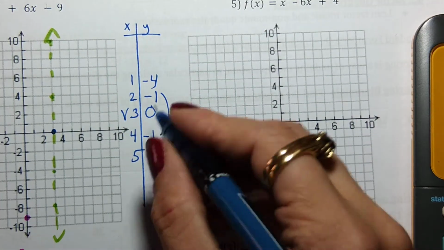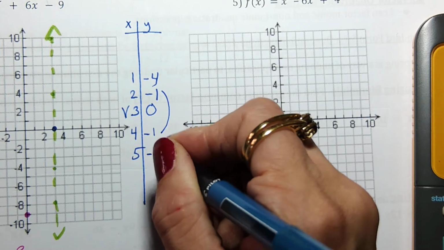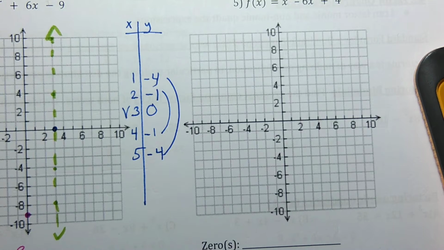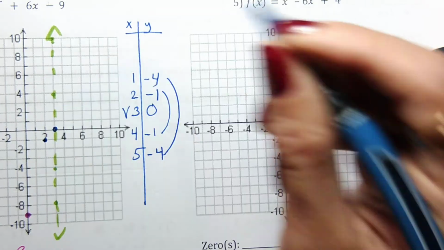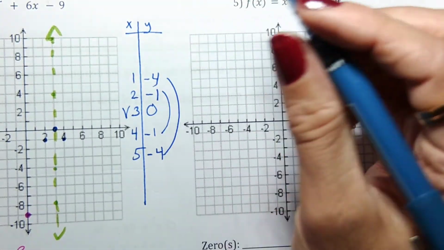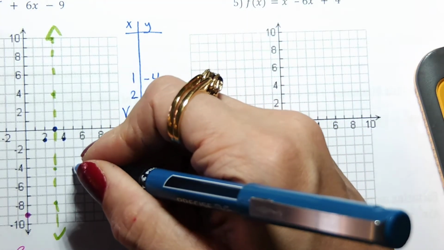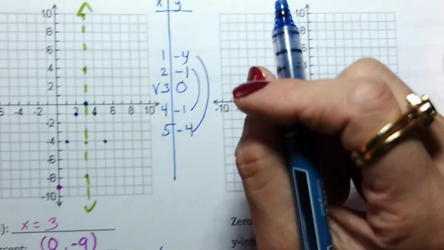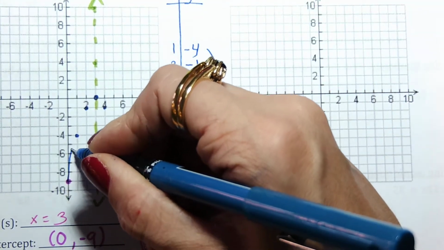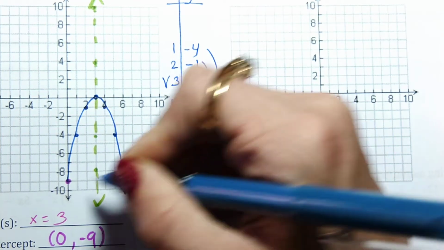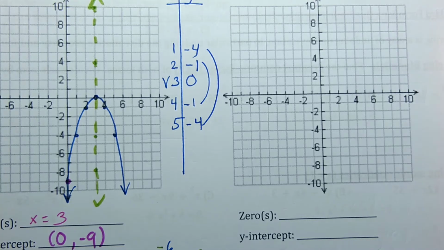That is good. So what is 5 going to give me? -4. There's our lovely symmetry. And we've already found our x-intercept, so that's all we need to plot this parabola. So 2, -1, 3, 0, 4, -1, 5, -4, and then 1, -4. And don't forget to hit our lovely y-intercept that we have down there as our extra point. And make sure you've got your arrows on the end.